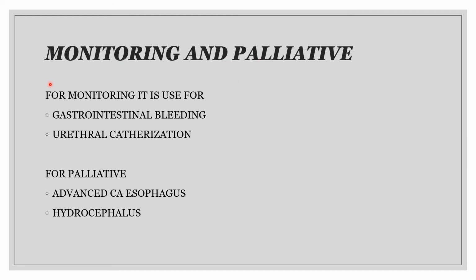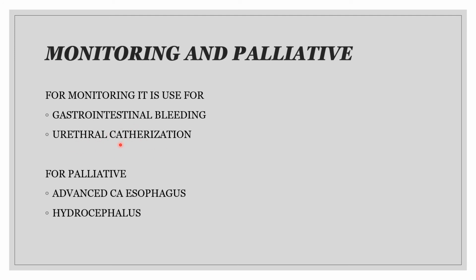Monitoring and palliative. For monitoring in gastrointestinal bleeding, we place Ryle's tube. We place Ryle's tube through the nose, through nasopharynx, through esophagus into stomach. So anytime the patient bleeds, it comes out through the tube. So we can monitor if the patient is having any bleed.